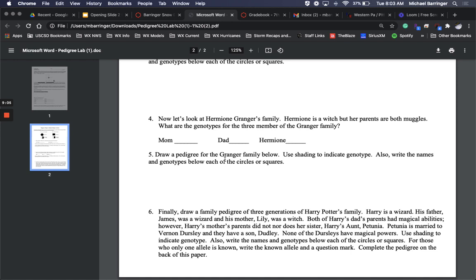Tomorrow we will go over this, a couple of reminders. Tomorrow is Wednesday, so we'll go over this and probably start the study guide. Thursday we'll review, and then Friday we will be taking genetics test number 1. So be ready for that.